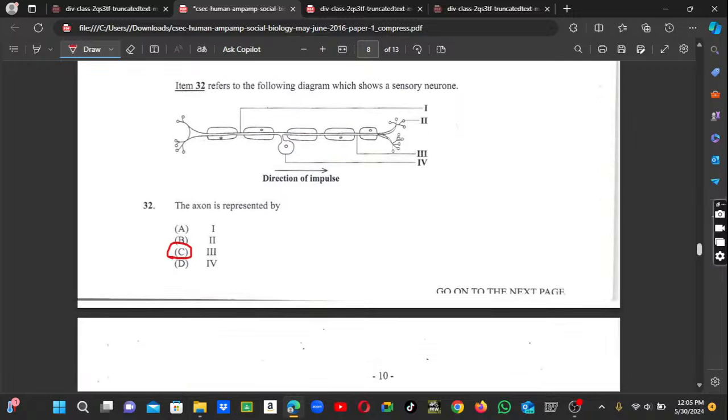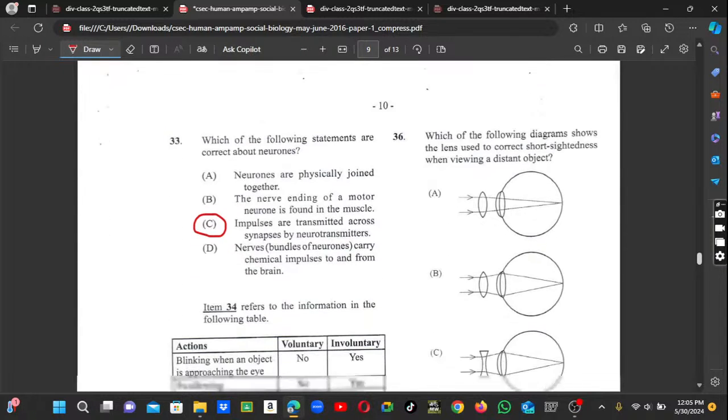Number 32 now. We're talking about the axon. Here we are seeing a sensory neuron. The sensory neuron here, guys, is showing that the axon is being presented right here. Right? Here, the axon is presented. All right? Good. Hope everyone is paying attention. All right, moving on.